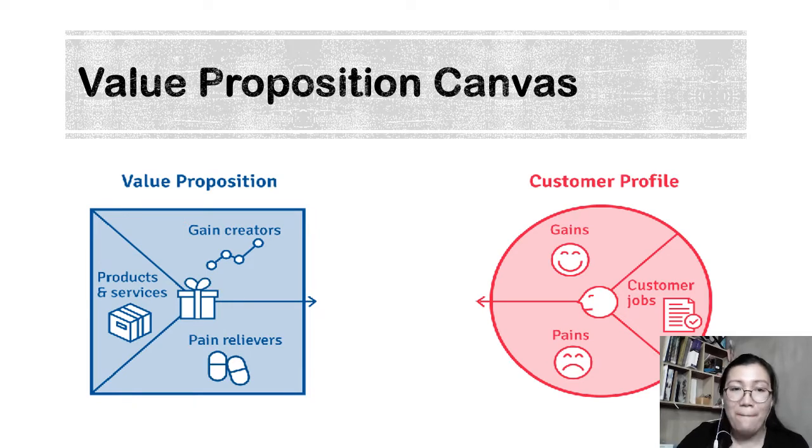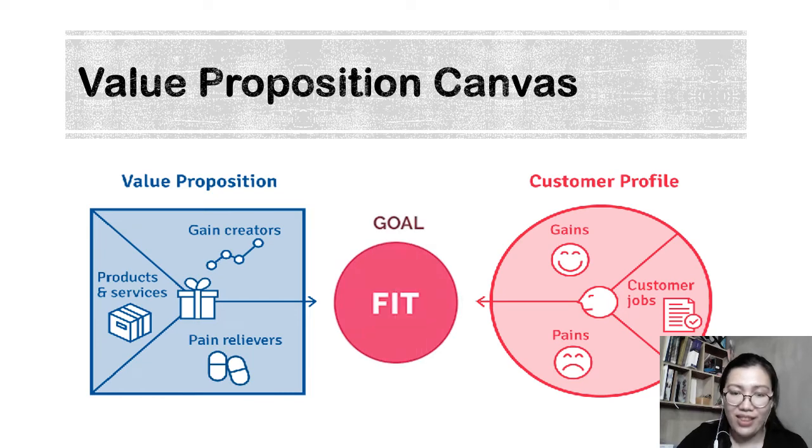So when the value map meets your customer profile, you achieve fit. It is when your products and services produce pain relievers and gain creators that match one or more of the jobs, pains and gains that are important to the customers.